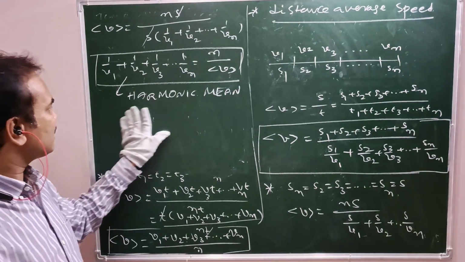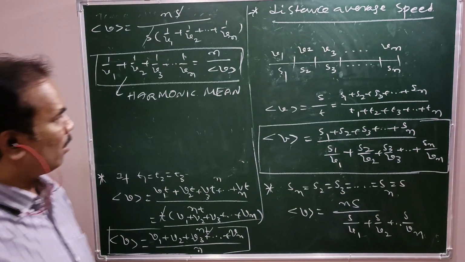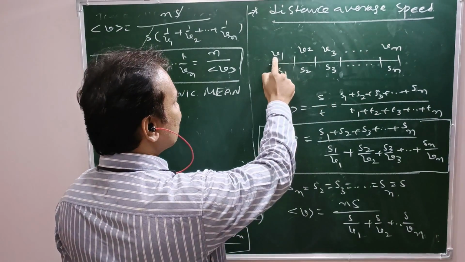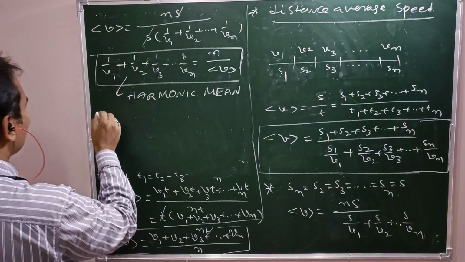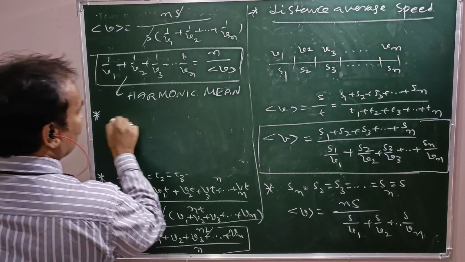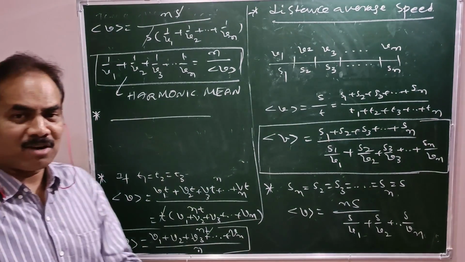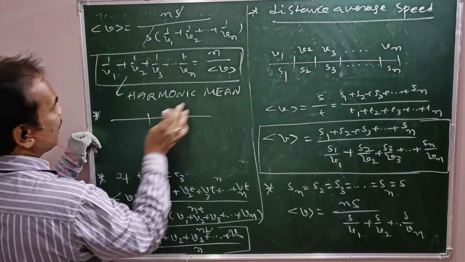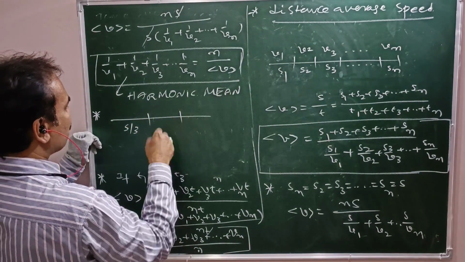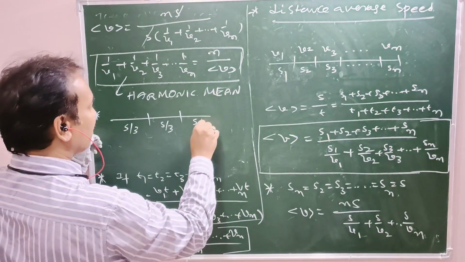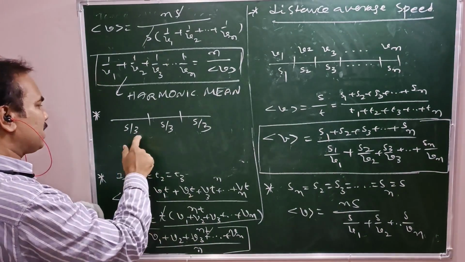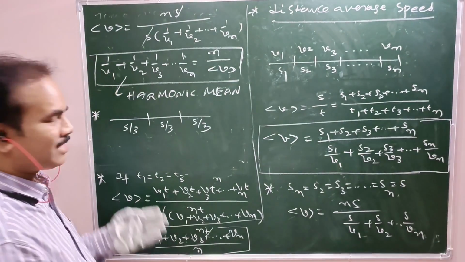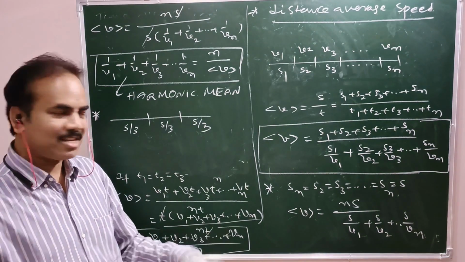Am I right? In case of 3 segments, as an example, suppose S1 equals S2 equals S3 with speeds V1, V2, V3, then what happens? See here. The total journey distance is divided into 3 equal parts. S1 means S by 3, S2 also S by 3, S3 also S by 3. Now add all 3: S by 3 plus S by 3 plus S by 3, that is 3 times S by 3, that is S. So the total journey distance is S.